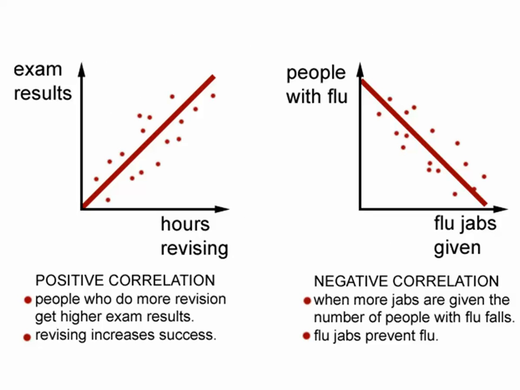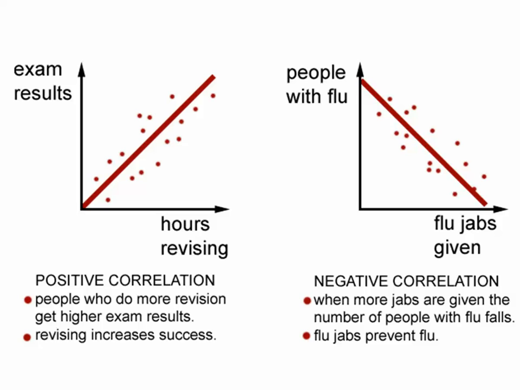And here's just a simple graph. On the left there, that is a positive correlation. Think about it: the more hours you spend revising for your test, the higher your chances of succeeding in the future. So more revision, if you will, gets higher exam results. And you could say this for a negative correlation here: when more flu shots, this is kind of a British thing, jabs, are given, there are fewer people with the flu. So more flu shots, fewer people with the flu.